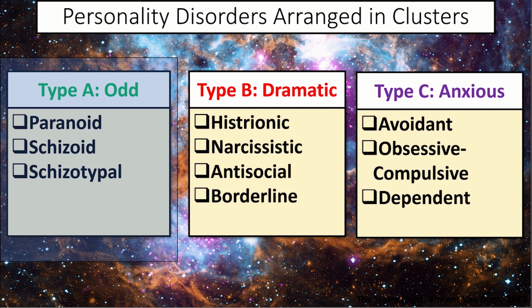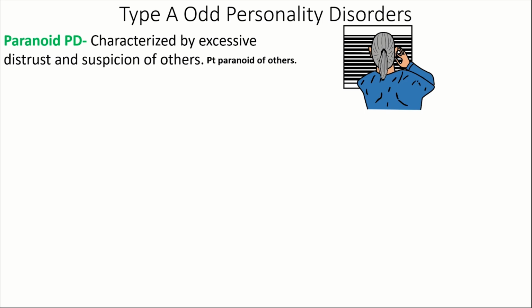And remember that order, especially for type A, the odd. That helps me a lot, and I hope it'll help you in remembering which one's schizoid, which one's schizotypal, which one's schizophrenia, which one's schizophreniform disorder. We'll get through that. So paranoid personality disorder is characterized by excessive distrust and suspicion of others. The patient is excessively paranoid of others.